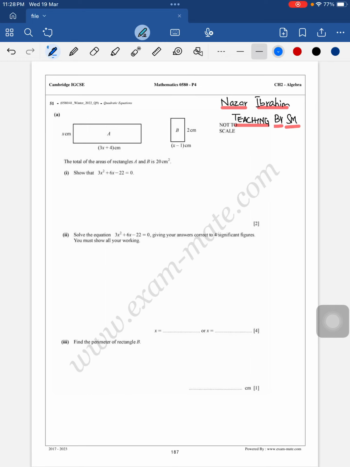This is Nazar Ibrahim over here from channel Teaching by SM, and today we'll be discussing Cambridge IGCSE Mathematics 0580 Paper 4.